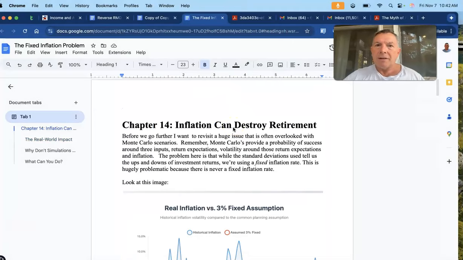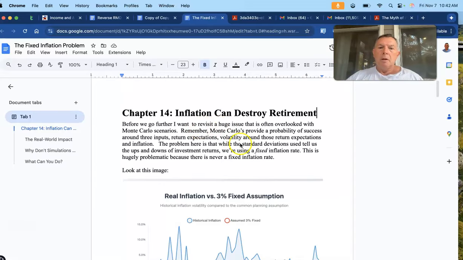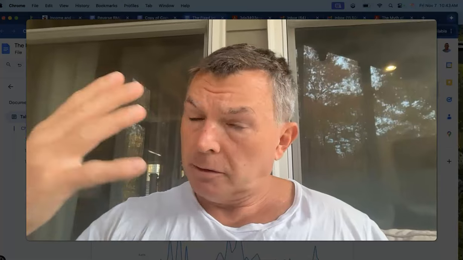This is the inflation fallacy, essentially, if you will. We're using the incorrect inflation data. Monte Carlo is based on 3 inputs. All right, so this is where my chapter was. 3 inputs for Monte Carlo, because most people now are using Monte Carlo scenarios, rightly so.